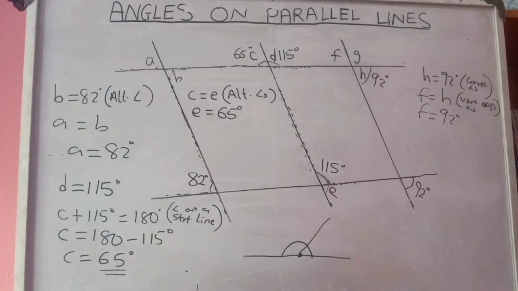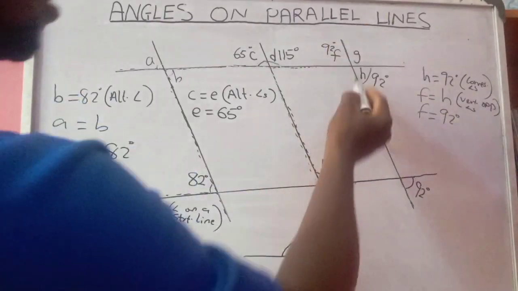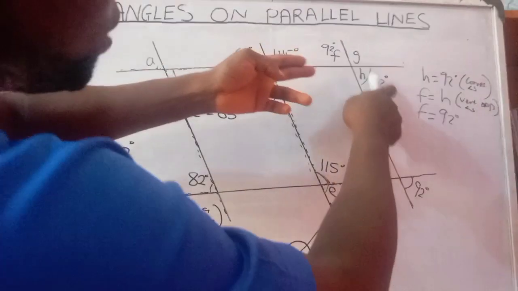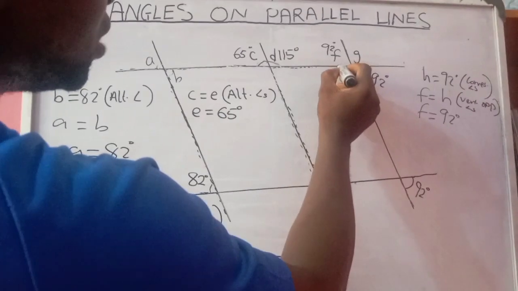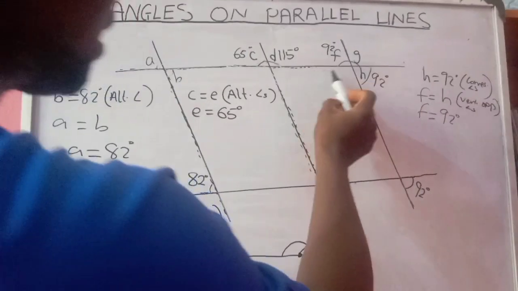So which other angle is remaining for us to find? We found this one as 92 degrees. So remaining is G. Do we have anything to compare with any of these angles with G? Nothing. So we can use the concept of angle on a straight line. An angle on a straight line is equal to 180.